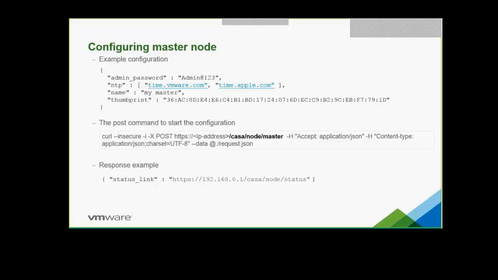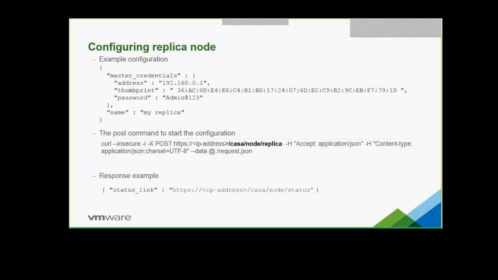So these are commands which help you go ahead and configure each node, or the first node, which is the master node in your configuration. And then you configure the replica node. Again, you have the command over there, just put in the details and push it through, and it will go ahead and run it through the API.